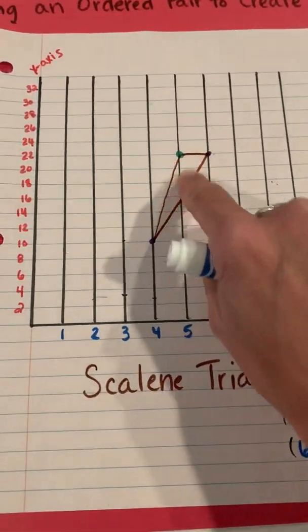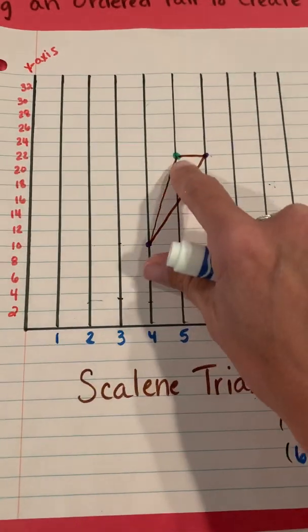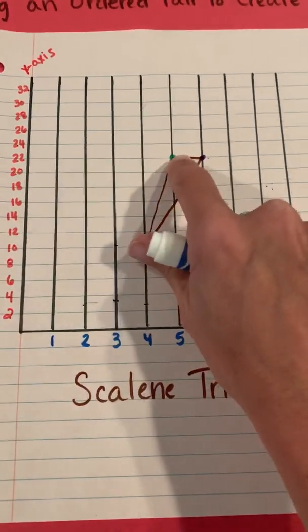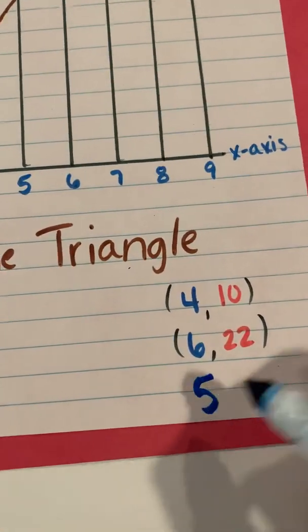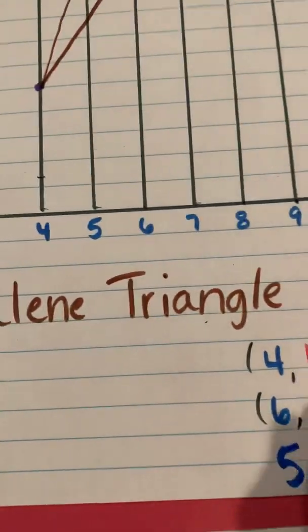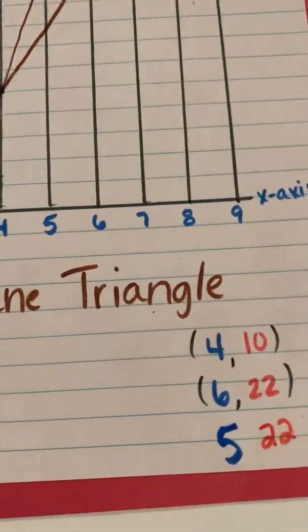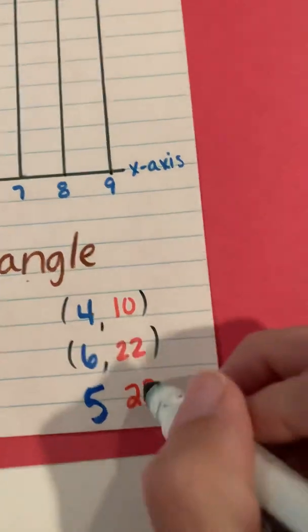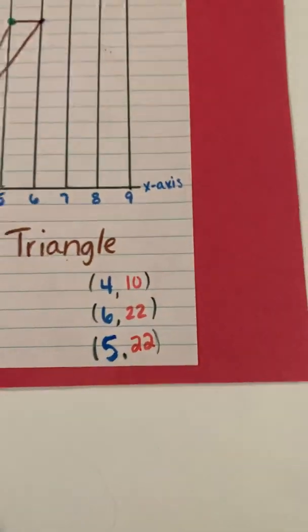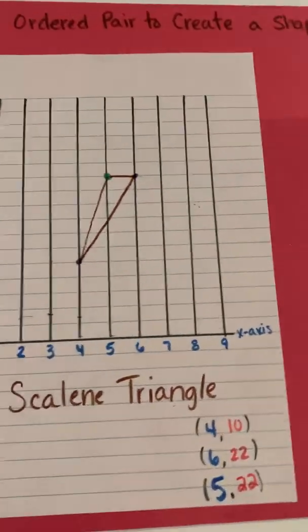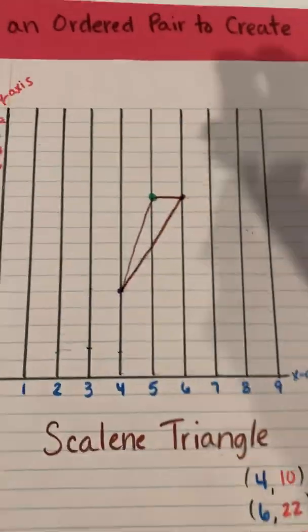We do the X before the Y. So 5... that's going to be 22, 5, 22. So I'm going to write that as (5, 22). And remember, when we write ordered pairs, we have to have parentheses around them and a comma in between the X and Y. All right? So that's kind of my thinking and reasoning for making a scalene triangle.